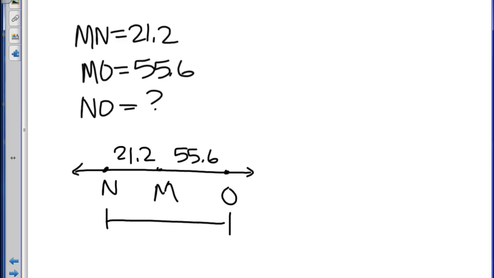All right, so we can add those together and find the whole length. What's another way that we could do that? So you guys can add those up and you should get 76.8 on the whole length. There's one answer. Now, will it work another way?